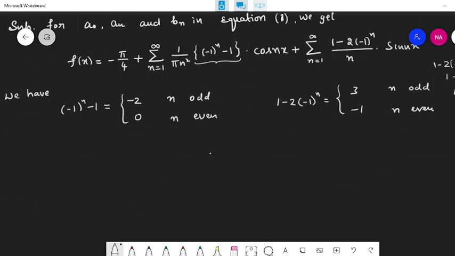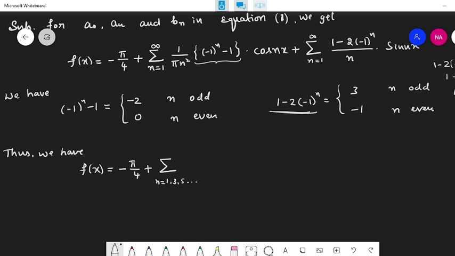Now this expression takes the form, this I'll retain as it is, 1 minus 2 into minus 1 power n. Only this I will change into n even and n odd. Thus we have f of x equal to minus pi by 4 plus, here I'll take n only odd values, n equal to 1, 3, 5 and so on.